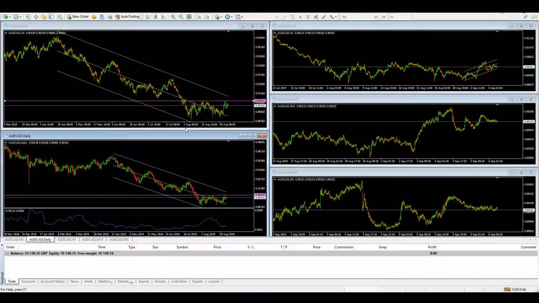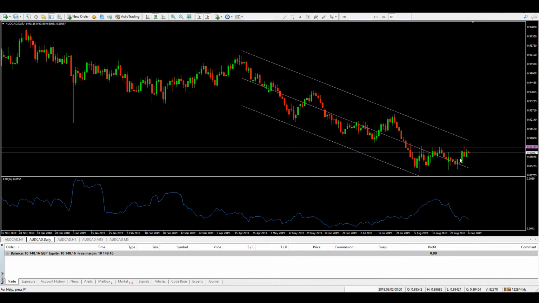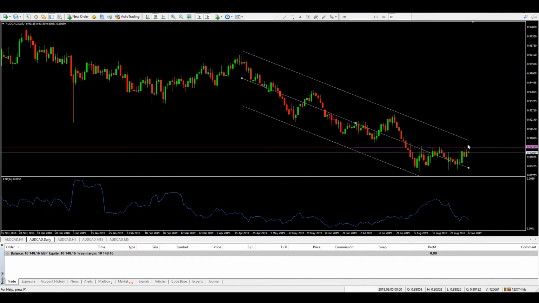So AUD CAD. Daily is definitely looking very nice with these lower lows, lower highs in place. We've got standard deviation around the price as well, and this clear sign of resistance where the price has interacted with these previous highs here, which gives us a decent area for our stop loss above these levels. And it has moved away from that resistance, which is good.